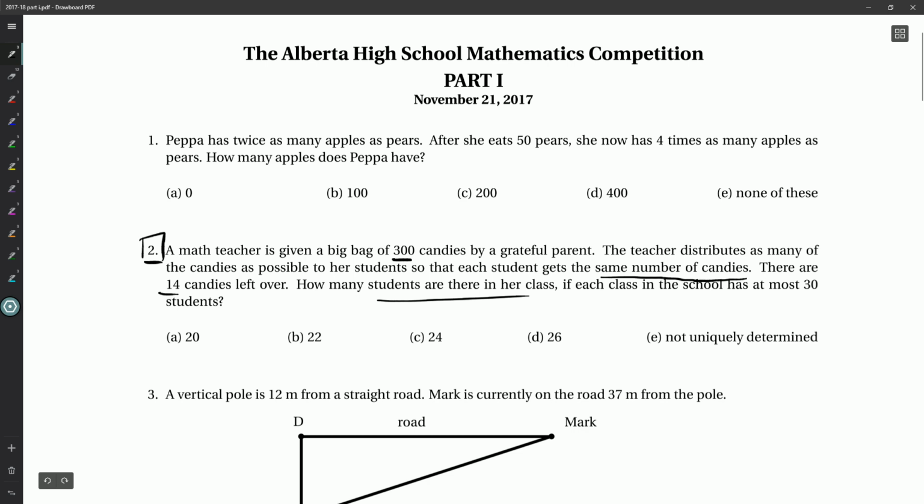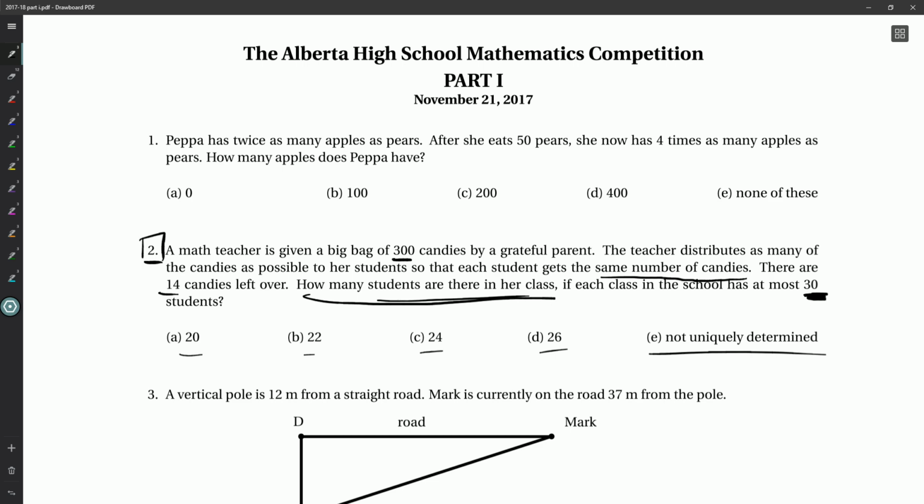Okay, so there might be more than one answer if we just answer this part from the given information, but they're also telling us our answer should be less than 30. We're given options 20, 22, 24, 26, or you can't find it out. Maybe there's more than one answer that is also less than 30.